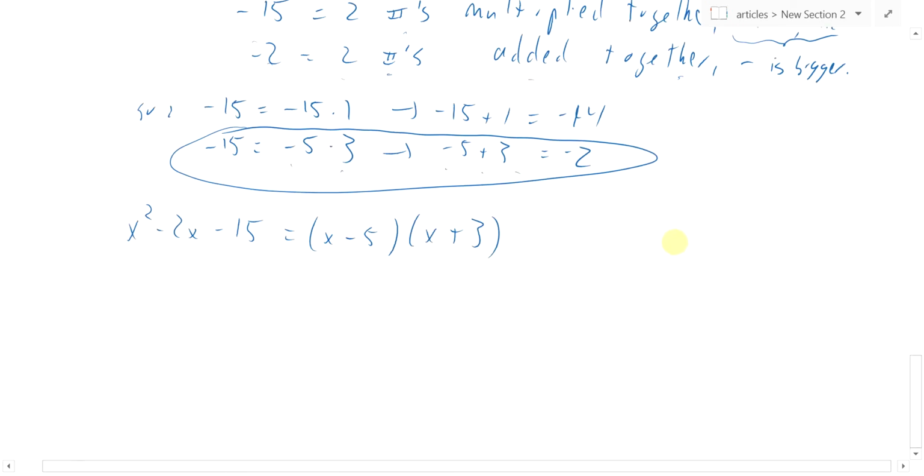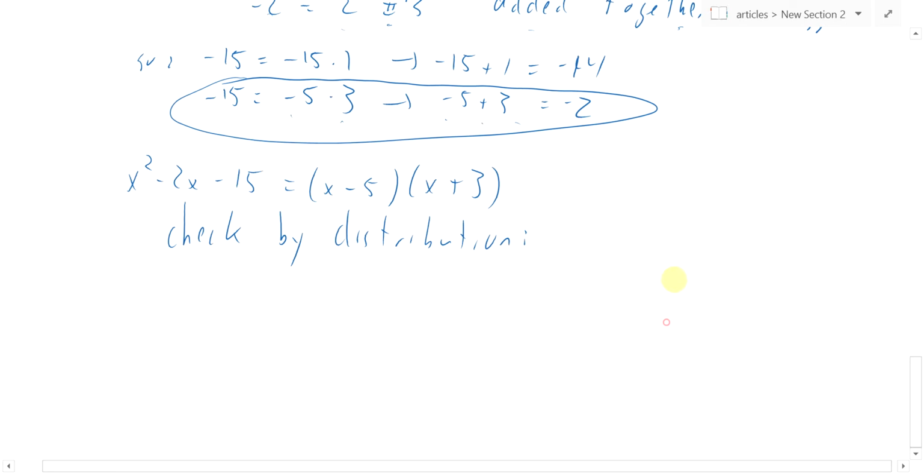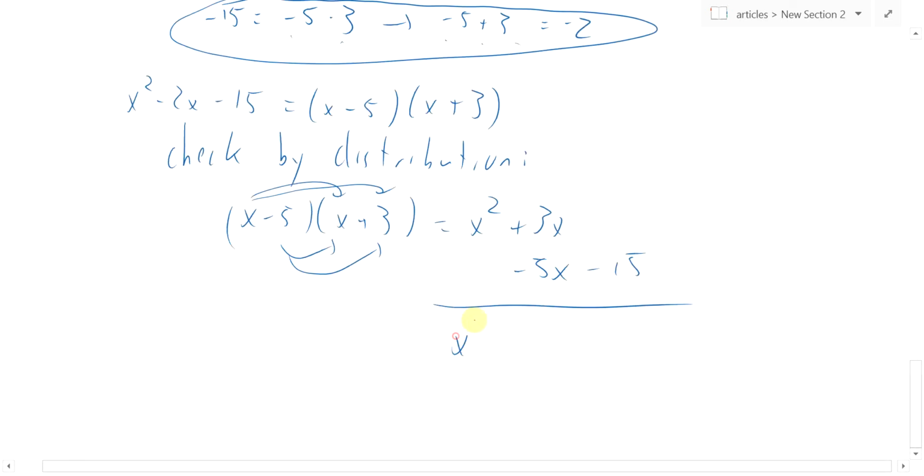Yay, so that should work well, but let us check by distribution. And so x minus 5 times x plus 3 is, distribute the x's, x squared plus 3x, and then we distribute the minus 5, and we get a minus 5x minus 15. And if we add that together, what do we get? x squared minus 2x minus 15. Note that these two terms here combine to give me the minus 2x, which is the middle term in the original quadratic. And so we've successfully factored that one.